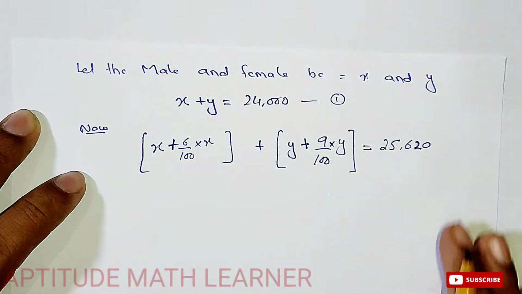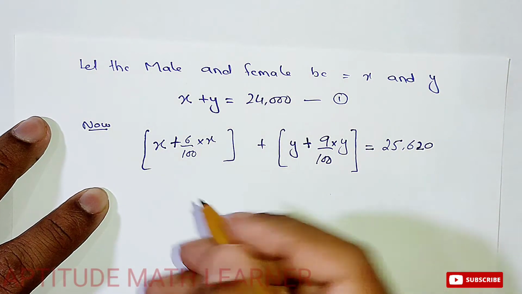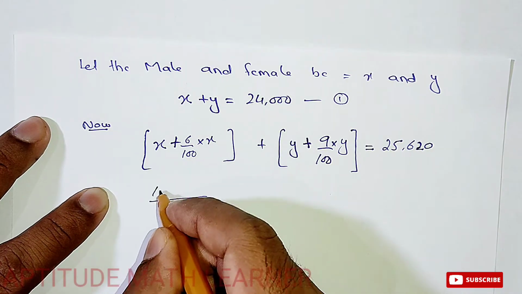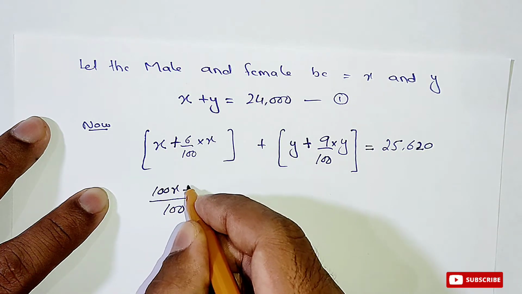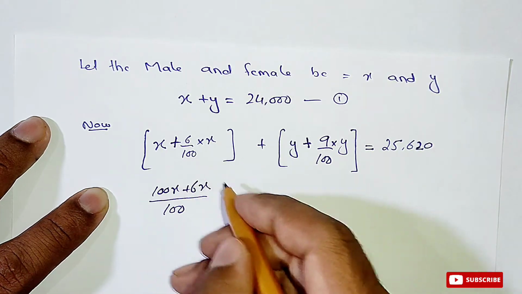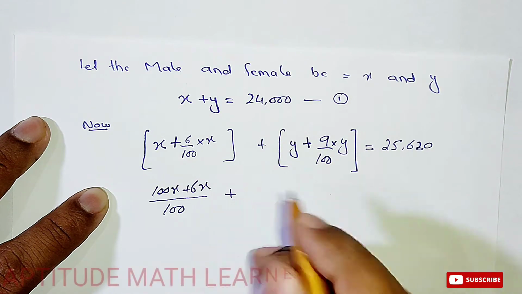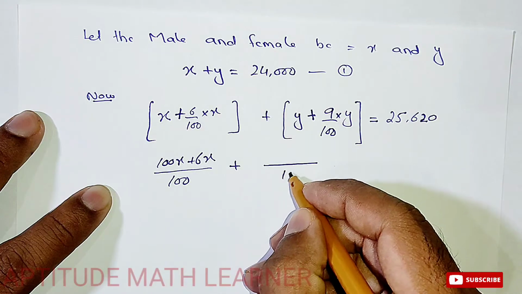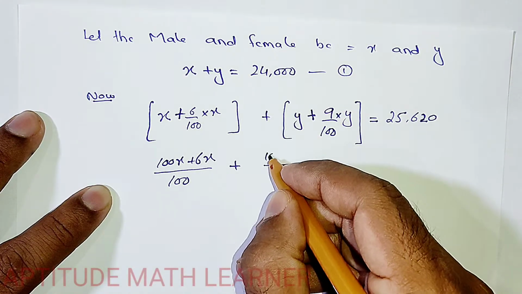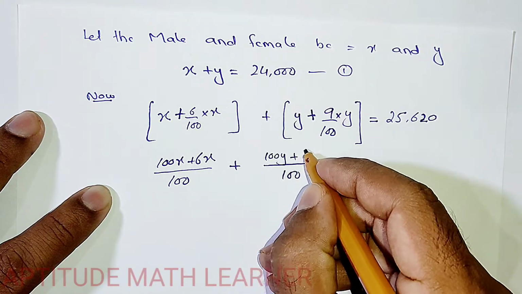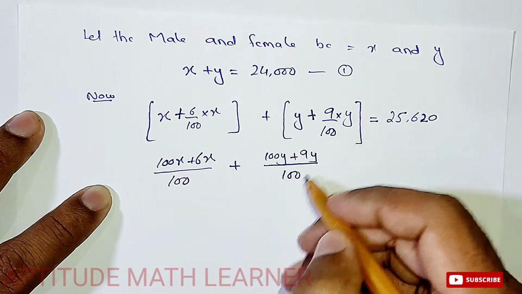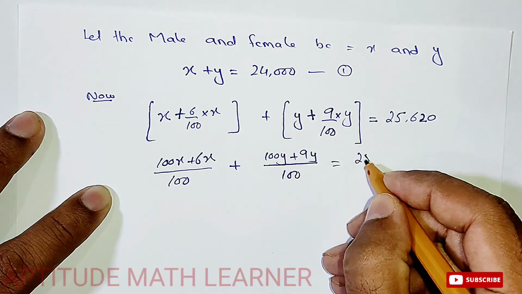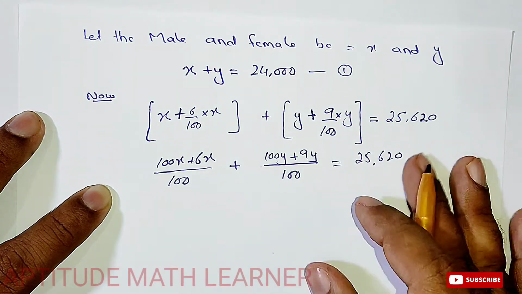So for this we take the LCM, which is 100. So 100x plus 6x, the 100 cancels out. I hope till here you are getting it. Again we take the LCM: 100y plus 9y, the 100 cancels out, and we get 9y. So this becomes 25,620.